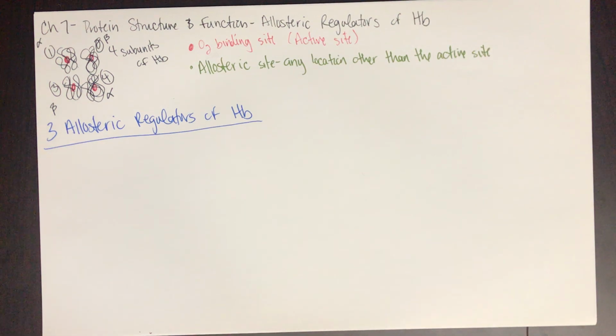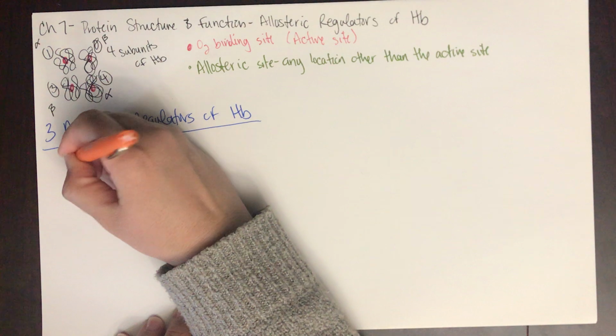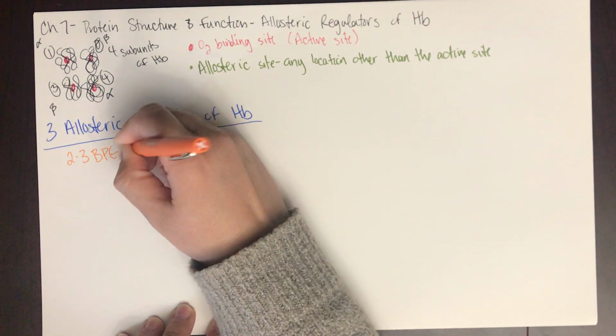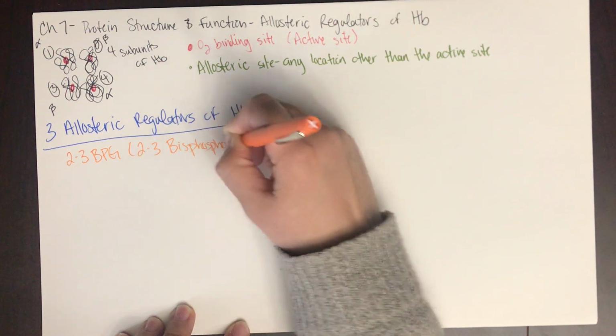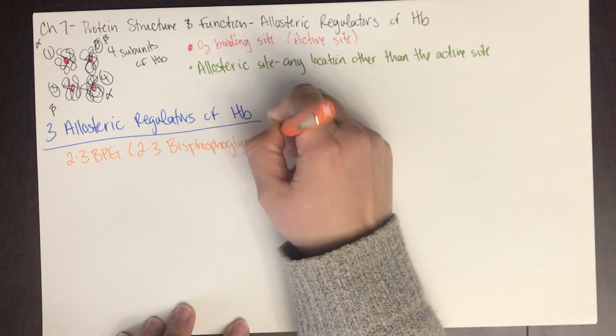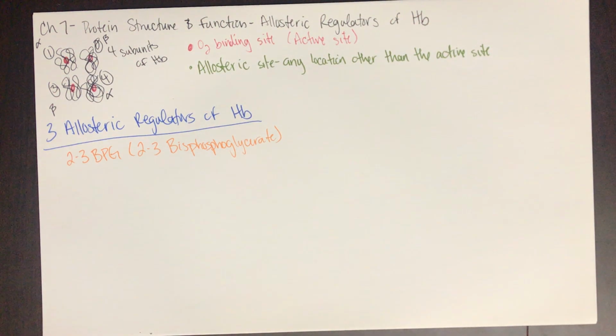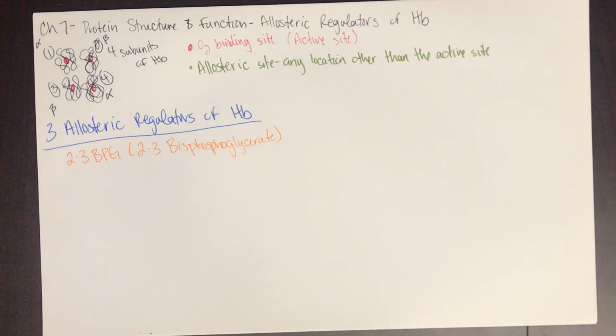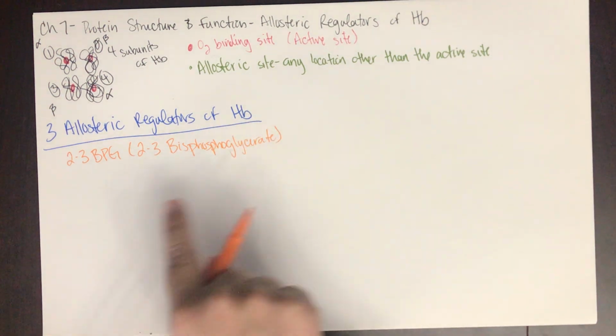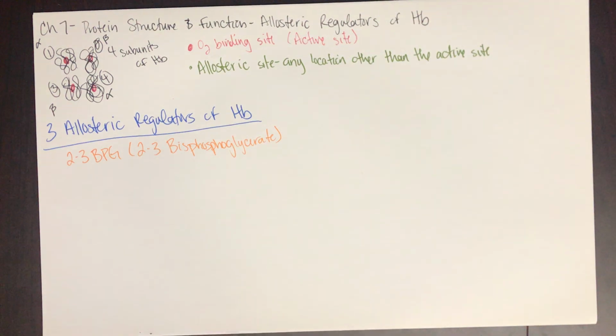The first allosteric regulator that we're going to talk about is something called 2,3-BPG. What 2,3-BPG is, is 2,3-bisphosphoglycerate. We're going to see something similar to this when we're talking about the steps of glycolysis in a few weeks when we start talking about metabolism. So keep this in the back of your mind for later because we will come back to this in a few weeks.